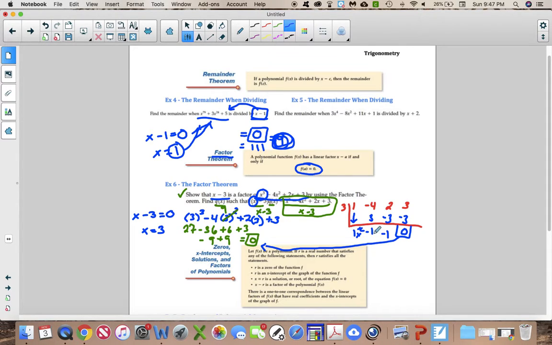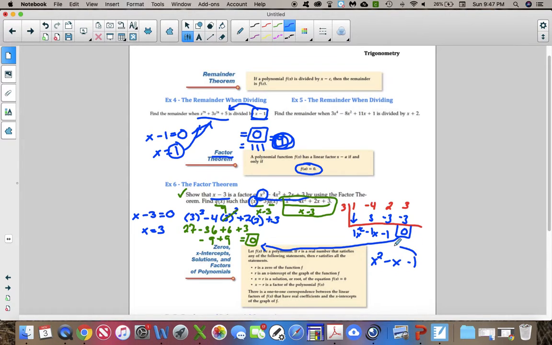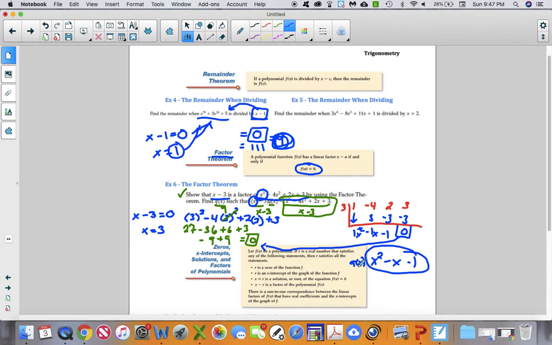So this guy's going to be x squared, this guy is going to be x, this guy is going to be my number, and then I don't need to put anything there for a remainder, okay? So if you want to write this out nicely without the 1's in there, we really don't need the 1 in front of the x squared. So x squared minus x minus 1, that is what I get. That's what q of x would be if we were to divide that out.